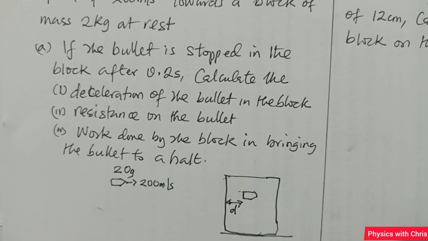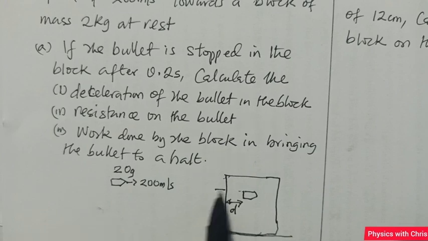Work must be done by this block to actually bring the bullet to rest, so that energy can be conserved. Because before this bullet hits the block, it has kinetic energy. So when it strikes the block and when it's brought to rest eventually, it must have lost its entire kinetic energy, and that must appear in other forms of energy so that energy will be conserved. Going by the law of conservation of energy, energy cannot be created nor destroyed. Now, we want to look at that deceleration.